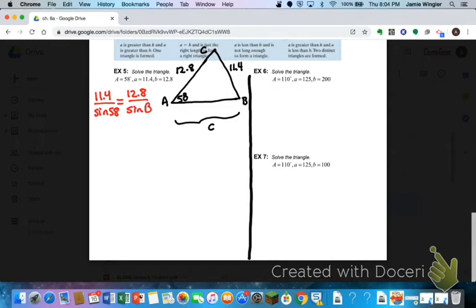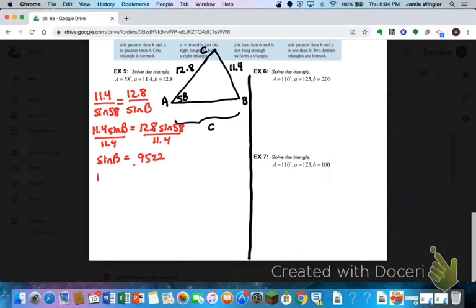Now this is the first time we've had to find an angle. So when you cross multiply, you're going to have 11.4 times the sine of B equals 12.8 times the sine of 58, and we're going to divide both sides by 11.4. And that's going to give you the sine of B. So the sine of B equals 0.9522.